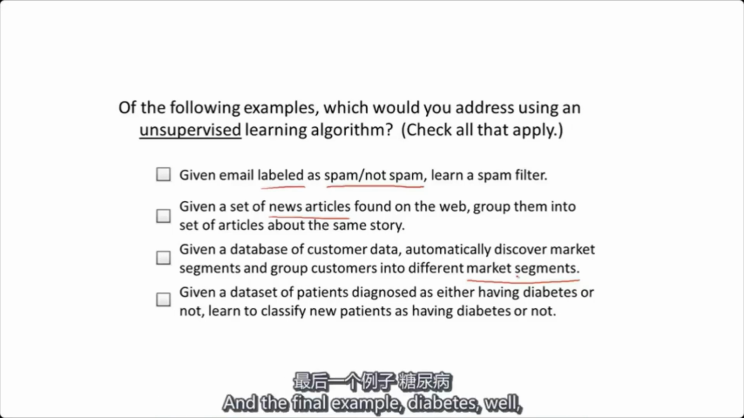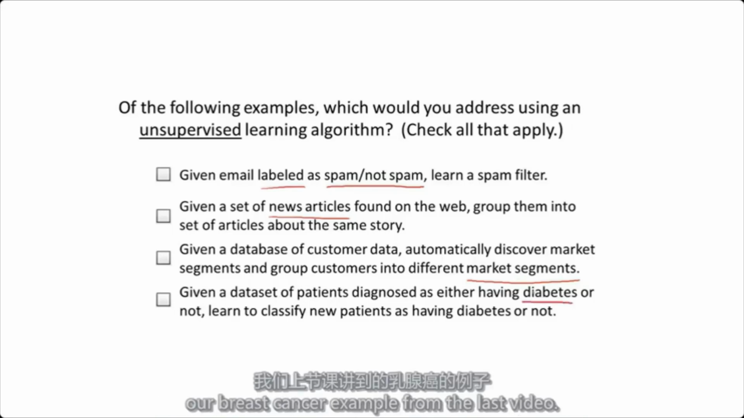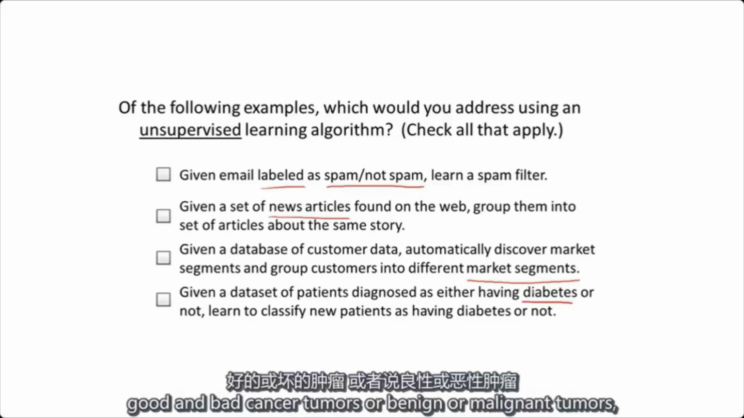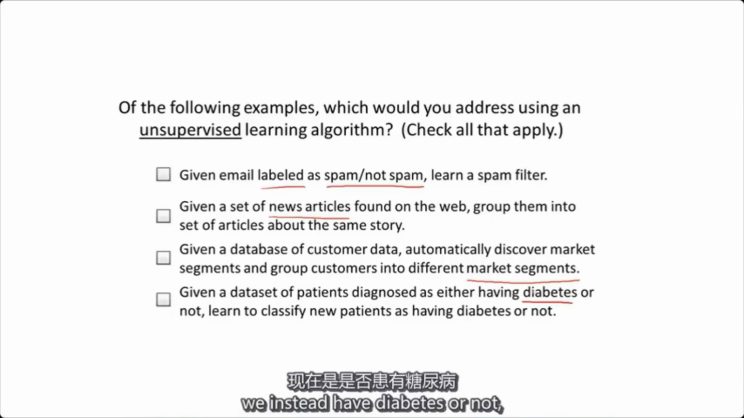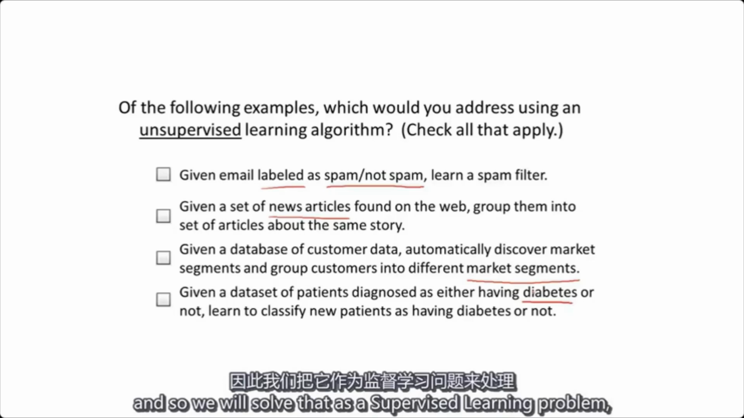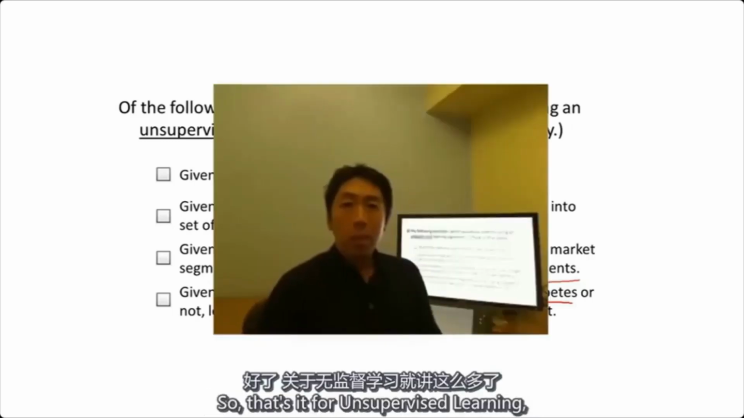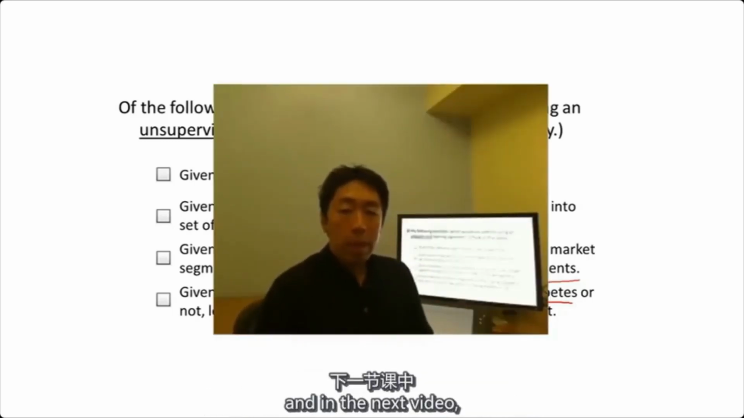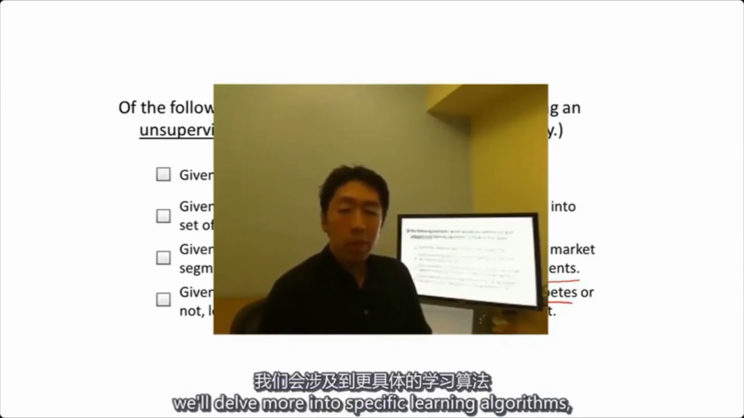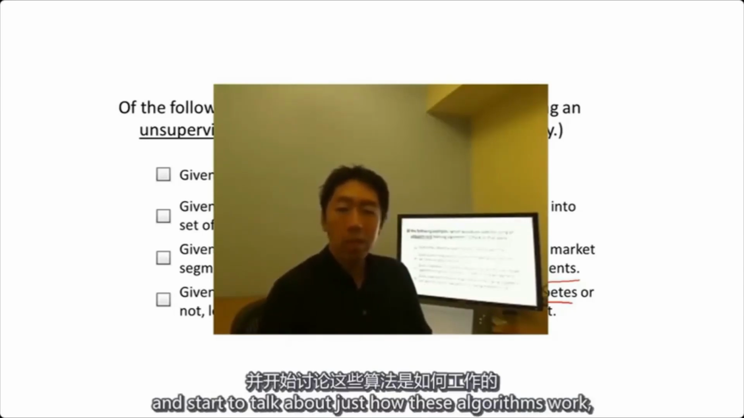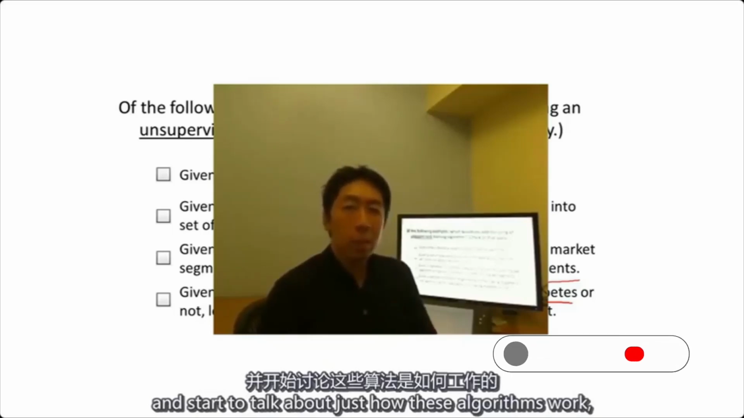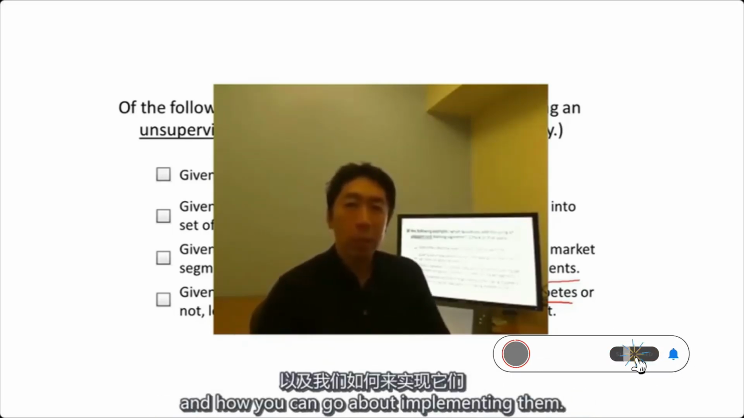And the final example, diabetes, is actually just like our breast cancer example from the last video, only instead of good and bad tumors, or benign and malignant tumors, we instead have diabetes or not. And so we will solve that as a supervised learning problem, just like we did for the breast tumor data. So that's it for unsupervised learning. And in the next video, we'll delve more into specific learning algorithms and start to talk about just how these algorithms work and how you can go about implementing them.